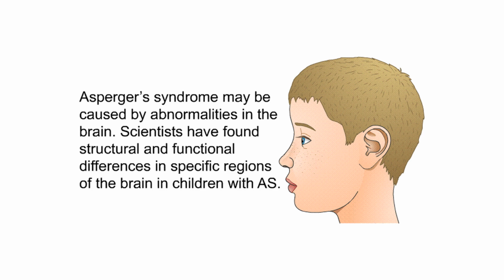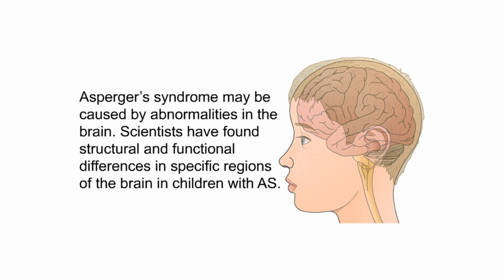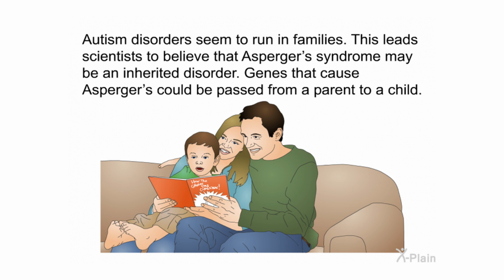Causes. Asperger syndrome may be caused by abnormalities in the brain. Scientists have found structural and functional differences in specific regions of the brain in children with AS. Autism disorders seem to run in families. This leads scientists to believe that Asperger syndrome may be an inherited disorder. Genes that cause Asperger's could be passed from a parent to a child.